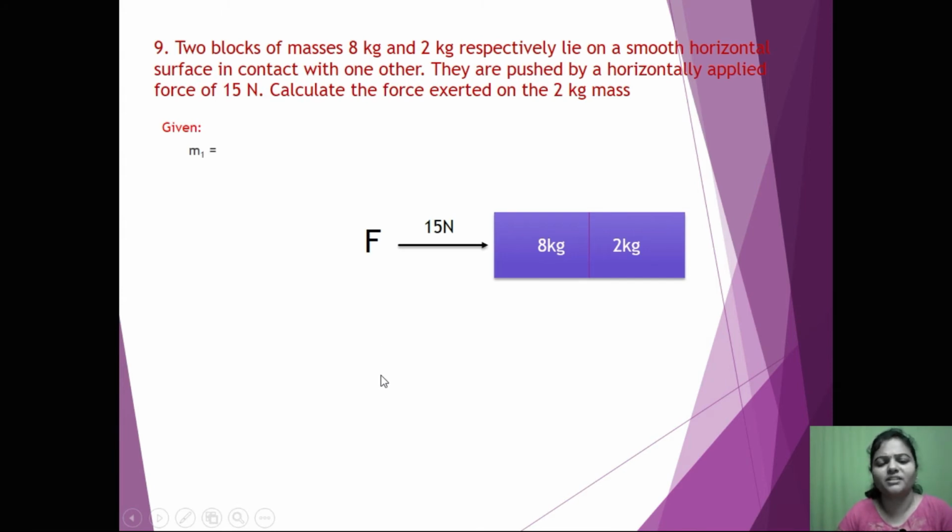Two blocks of masses 8 kg and 2 kg respectively lie on a smooth horizontal surface in contact with one another. They are pushed by a horizontal applied force of 15 Newton. We have to calculate the force exerted on the 2 kg mass. We will start with the given. M1 is equal to 8 kg, M2 is equal to 2 kg. So the force acting on them is equal to 15 Newton. We have to find the force acting on the 2 kg mass.